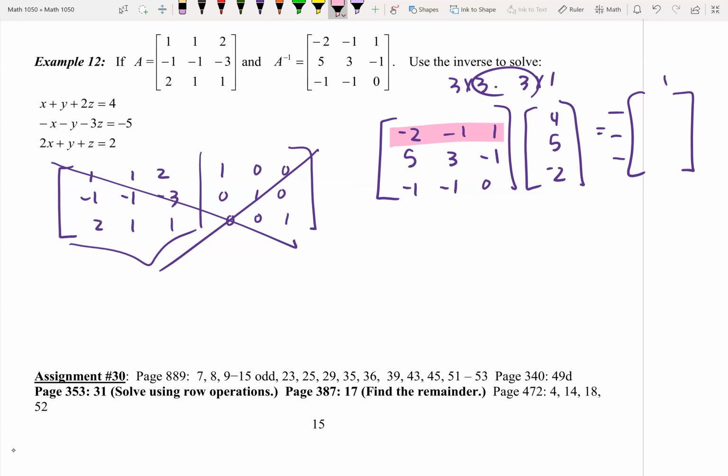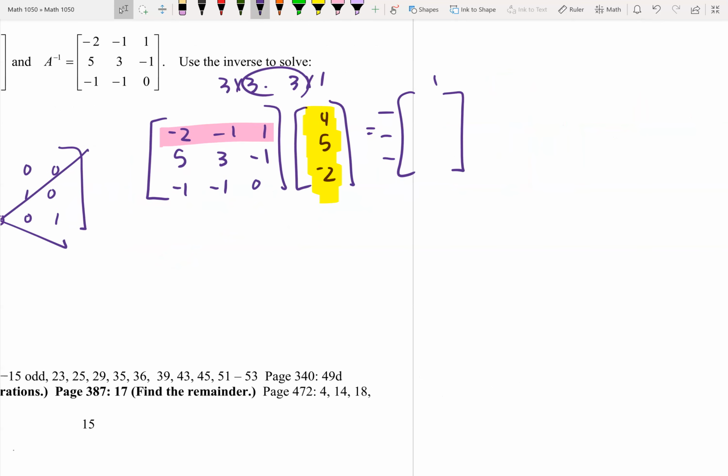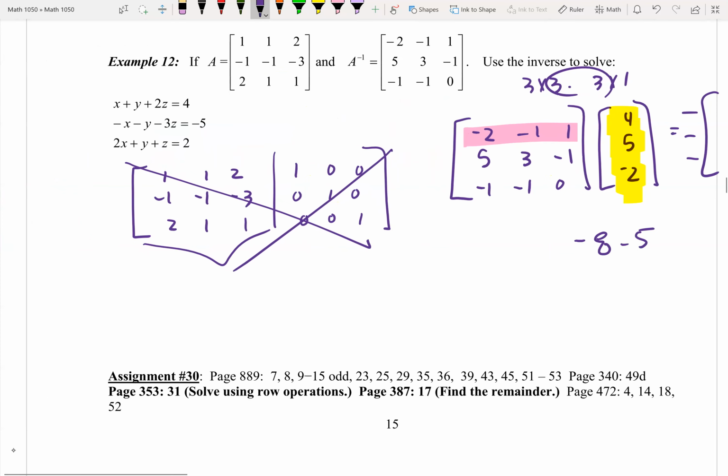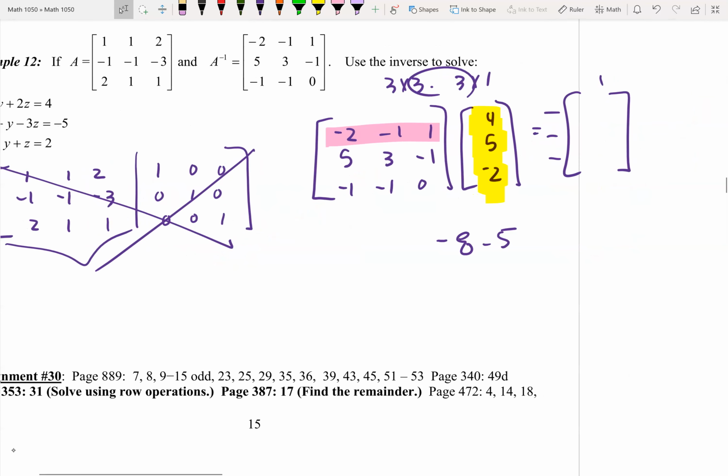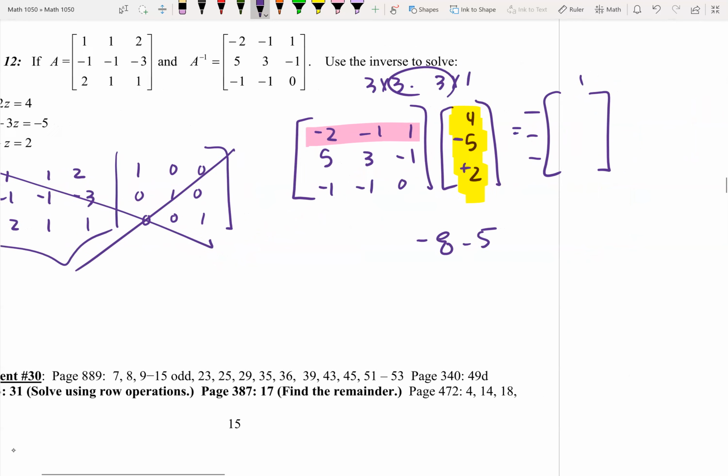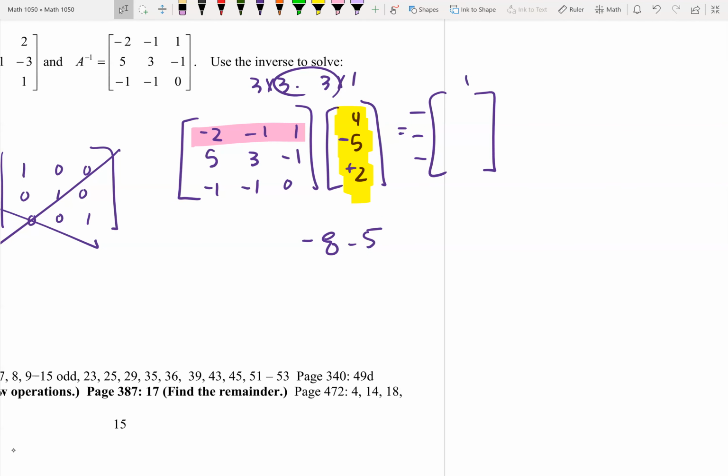And I'm going to go this row times this column. 4 times negative 2 is a negative 8. 5 times negative 1 is a negative 5. Did I do something wrong? Is it a negative 5 and then a positive 2 for the answer? Yes. My signs are messed up. Is that right? Is that what you're saying? Okay, good. 4 times negative 2 is a negative 8. Negative 1 times negative 5 is a positive 5. 2 times 1 is 2. Combine those and you get a negative 1.